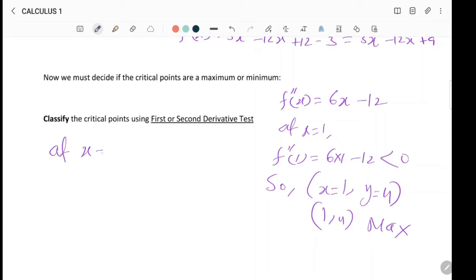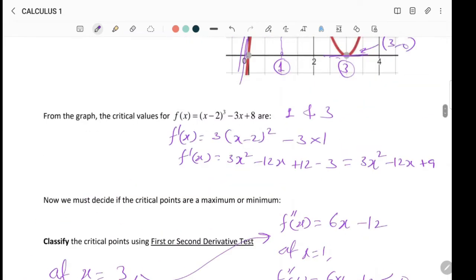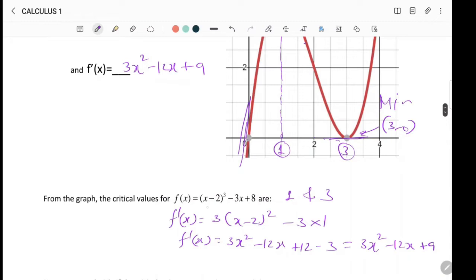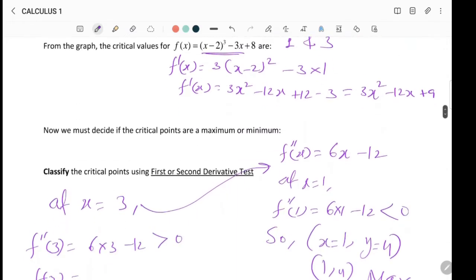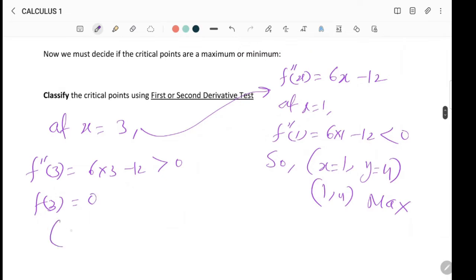Now, at x equals 3 in this, right? So f double dash 3, 6 times 3 minus 12, it is positive. And what is f of 3? Put f of 3 here. So 3 minus 2 whole cube, that's 1. And minus 3 times 3, that's 9, minus 9. So 1 minus 9 plus 8, that's 0. It means 3, 0 is the point for minimum.